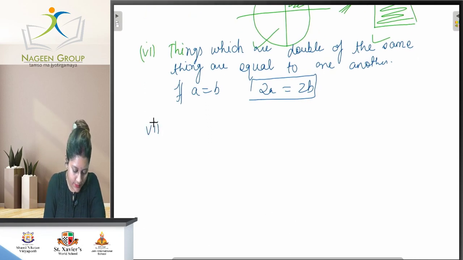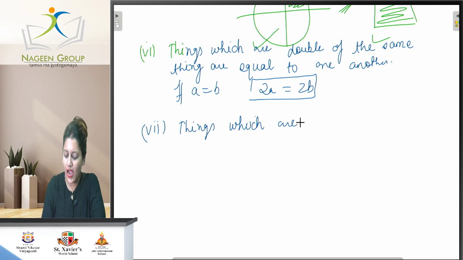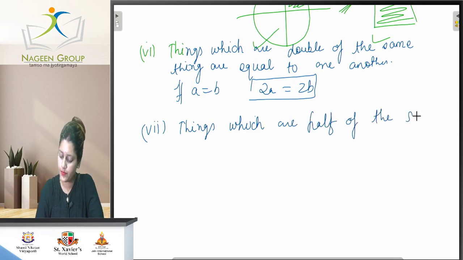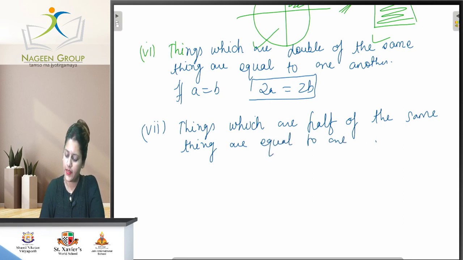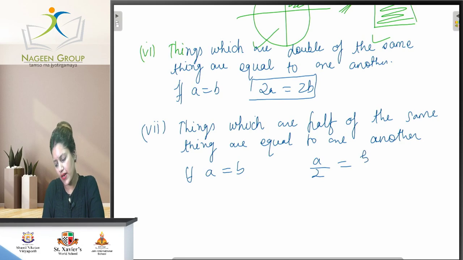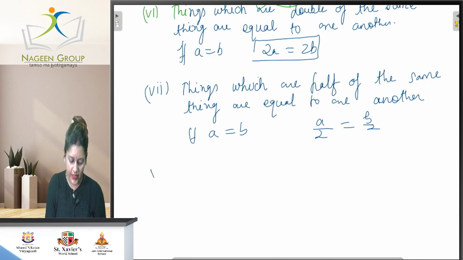Now the seventh one: things which are halves of the same thing are equal to one another. This is also the same: if A equals B, then A by 2 equals B by 2. Both are halved, so they are also equal. After that, the eighth one.